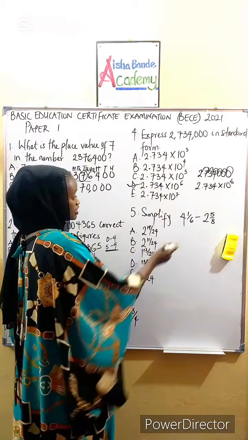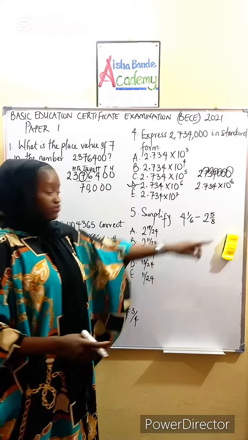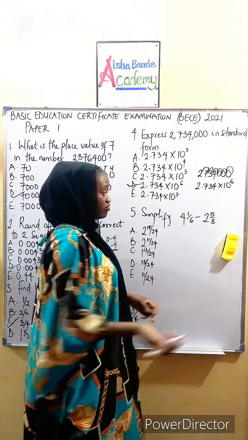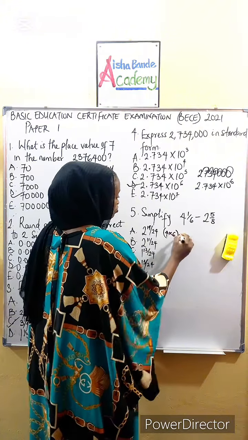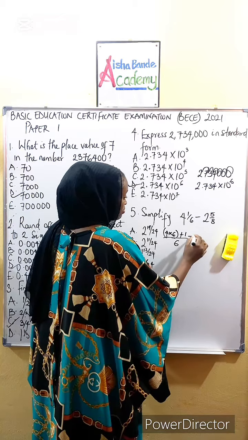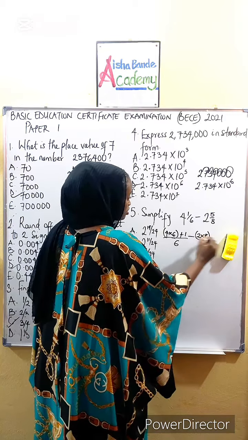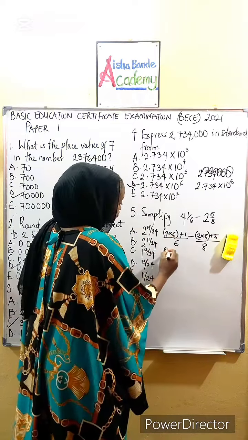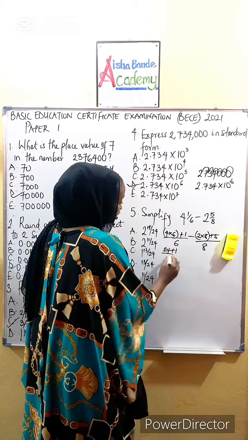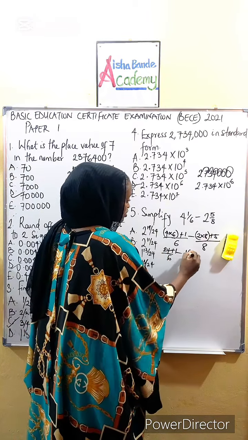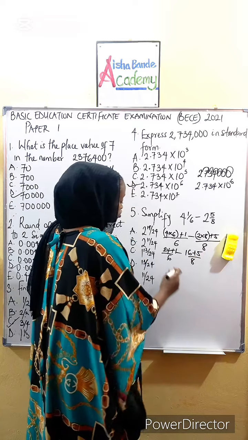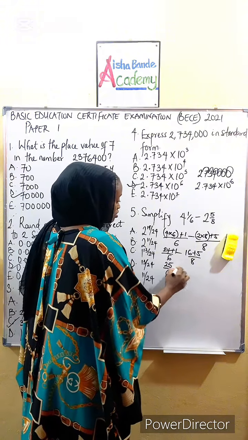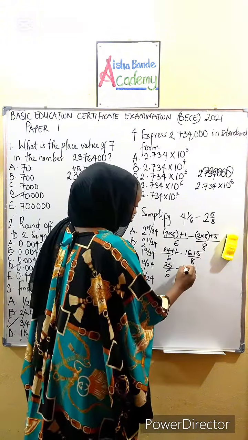The last question, number 5, says simplify 4 whole number 1 over 6 minus 2 whole number 5 over 8. So for us to simplify this, all we need to do is to change these mixed numbers to improper fractions. And this is going to be 4 times 6 plus 1 all over 6 minus, here we have 2 times 8 plus 5 all over 8. So 4 times 6 gives us 24, plus 1, all over 6 minus 2 times 8 gives us 16 plus 5 all over 8. So simplifying further, we have 24 plus 1 gives us 25 all over 6 minus 16 plus 5 gives us 21 over 8.